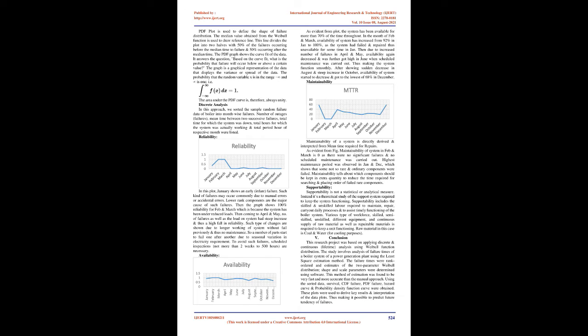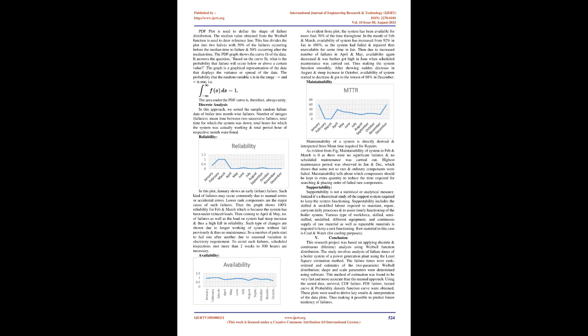After showing a sudden decrease in August and a steep increase in October, availability of the system started to decrease and got to the lowest of 68% in December. Maintainability of a system is directly derived and interpreted from the mean time required for repairs. As evident from the figure, maintainability of the system in Feb and March is 0 as there were no significant failures and no scheduled maintenance was carried out.